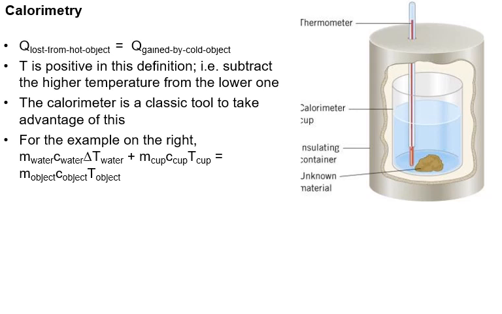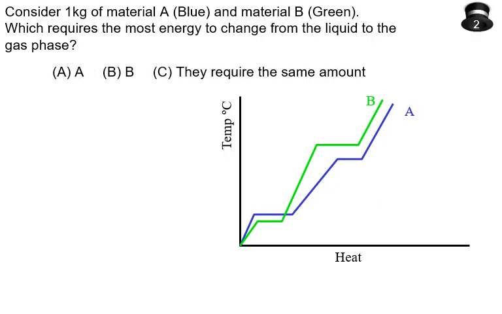And again, if you wanted to actually measure this heat transfer from phase changes, you could go ahead and use a calorimeter. So let's do a qualitative question here. Let's consider 1 kilogram of material A, which is blue on this object temperature versus heat diagram. So we have 1 kilogram of material A, and we have 1 kilogram of material B.